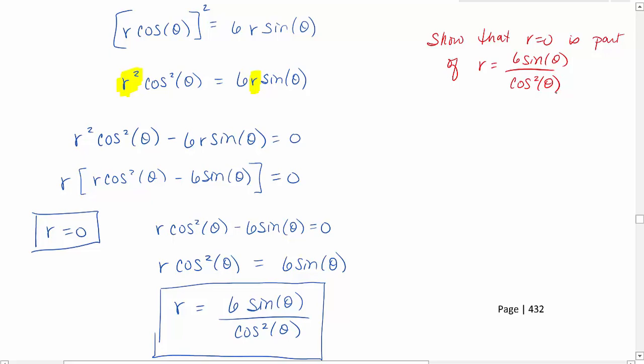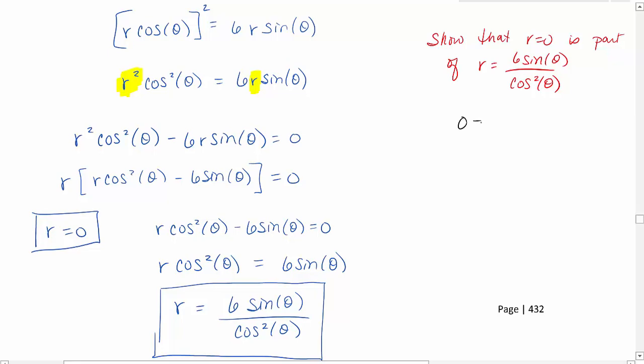And if we can show that it's part of that, then we don't need the r equals 0 part. The way that we're going to do this is we're going to substitute 0 in for r into this 6 sine over cosine squared equation, and we're going to solve for theta. If we get an answer, then that means that r equals 0 lives inside of this other equation.